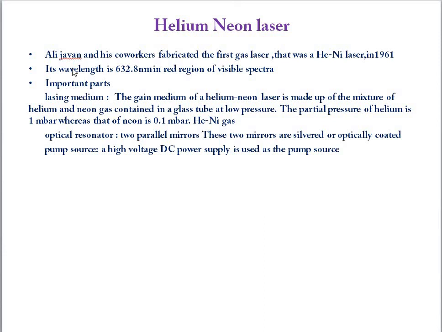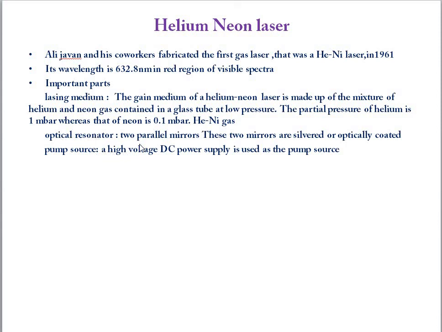And an important part, we already discussed the different parts, and here the lasing medium is nothing but the helium-neon gas mixture. The gain medium of the helium-neon laser is made up of a mixture of helium and neon gas contained in a glass tube at low pressure. The partial pressure of helium is 1 millibar, whereas that of neon is 0.1 millibar. So here the active medium is the mixture of helium and neon gas.